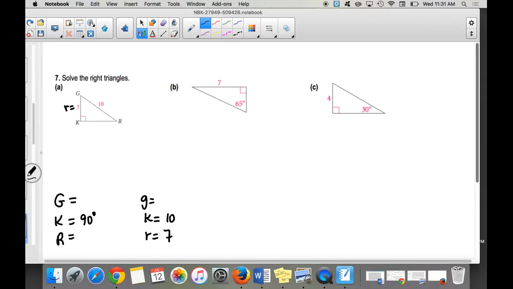And then how could I find little g? I could do Pythagorean theorem, right? I could do that. So if I was finding little g, I'm going to do 7 squared plus g squared equals 10 squared. So I get g squared equals 51. So g is going to be 7.141.